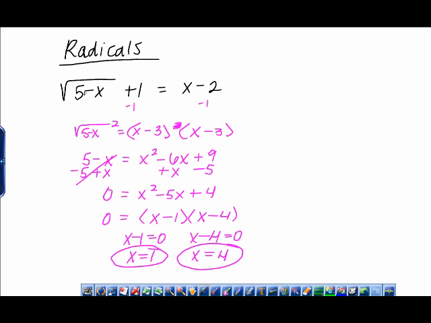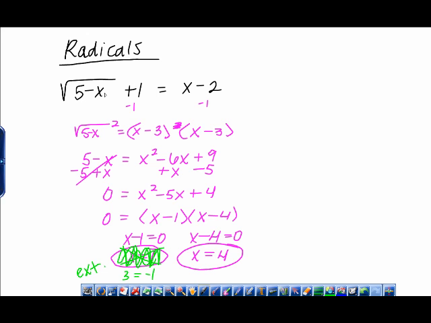So let's plug in a 1. 5 minus 1 is 4, square root that, you get 2. And so 2 plus 1, you get 3 on one side. Let's see if we get 3 on the other side. 1 minus 2, and I get negative 1. Nope, that's extraneous. You don't have to write extraneous, you just have to cross off that answer. It's not a good answer.